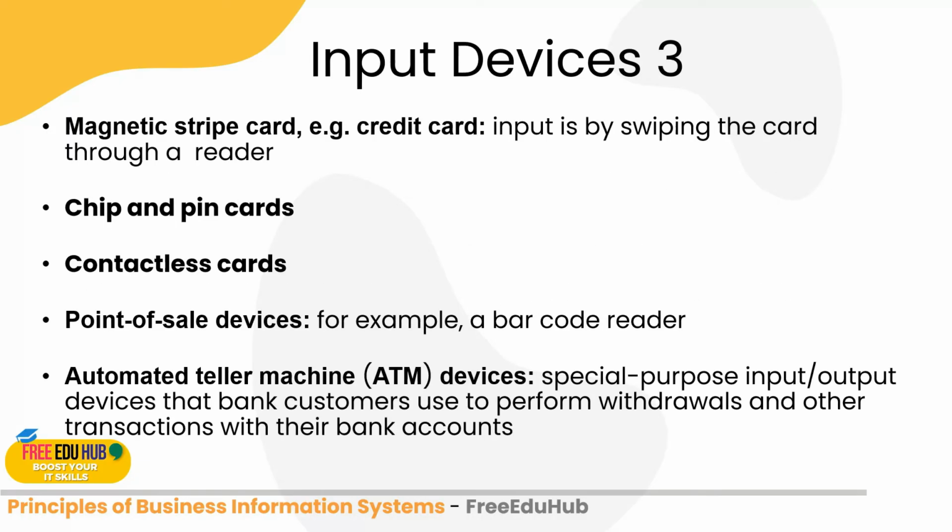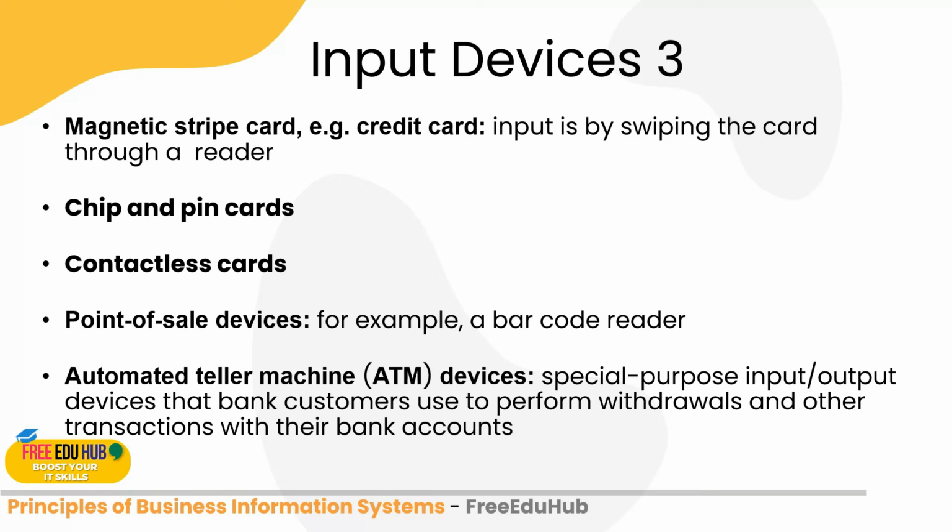Now we have magnetic strips. For example, credit card input is by swiping the card through the reader. You might have seen at the back side of the card, you have the magnetic strip, which includes the data about the user, their account details, and the rest of the things related to the individual customer. Then we have chip and pin cards. We have contactless cards as well, where the contactless part has an embedded chip that only needs to be held close to the terminal to transfer the data. In that case, there is usually no pin required, but in some cases you can set up the pin as well. But they are usually used at point of sale devices.